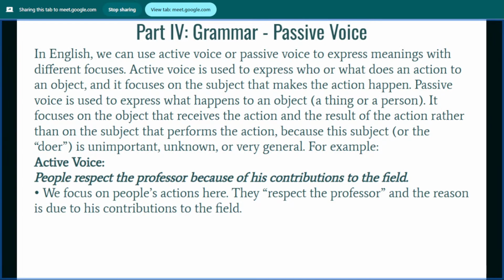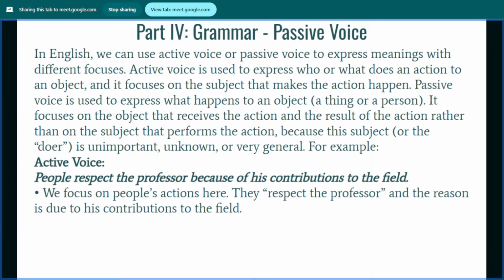Over here, how to use the passive voice without changing the meaning of the sentences. Now, we know that we can use active voice or passive voice to differentiate between our ideas, to express the meanings that we want to say, but when we try to use them we have to make sure that we use them properly so that the meaning of the sentence does not change, of what we want to highlight and of what we want to use. When we use active voice, we use it to express who or what is doing an action to an object, and it focuses on the subject that makes the action happen.